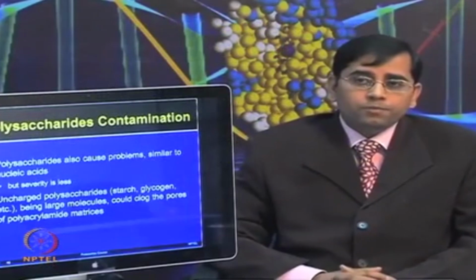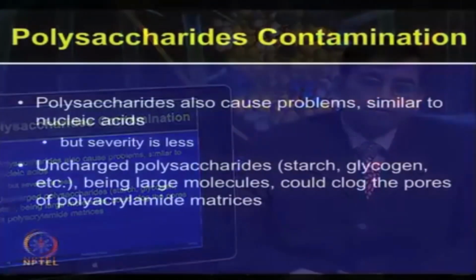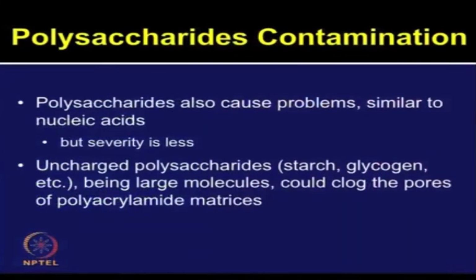So, now let us talk about polysaccharide contamination. Similar to the nucleic acid, polysaccharides may also cause problems. However, the severity will be less as compared to the nucleic acid contamination. There are different types of uncharged polysaccharides such as starch, glycogen, and these are very large molecules. So, they can clog the pores of polyacrylamide matrices, similar to what we talked about for the nucleic acid.